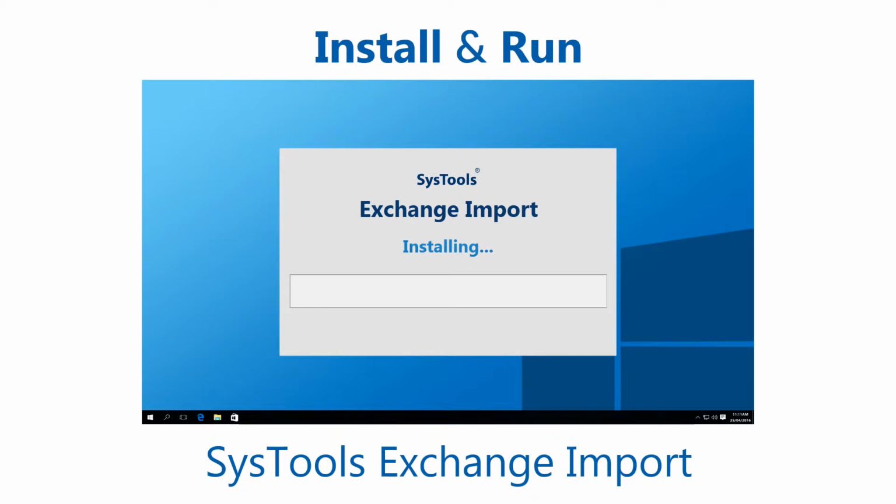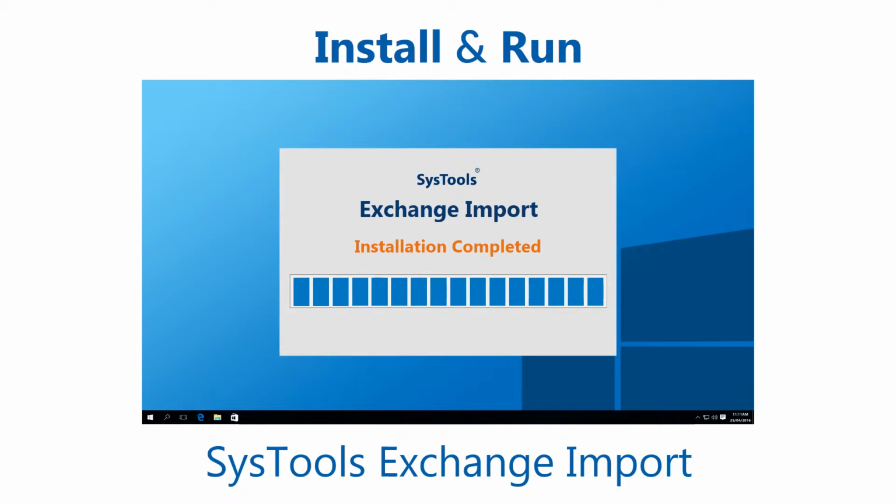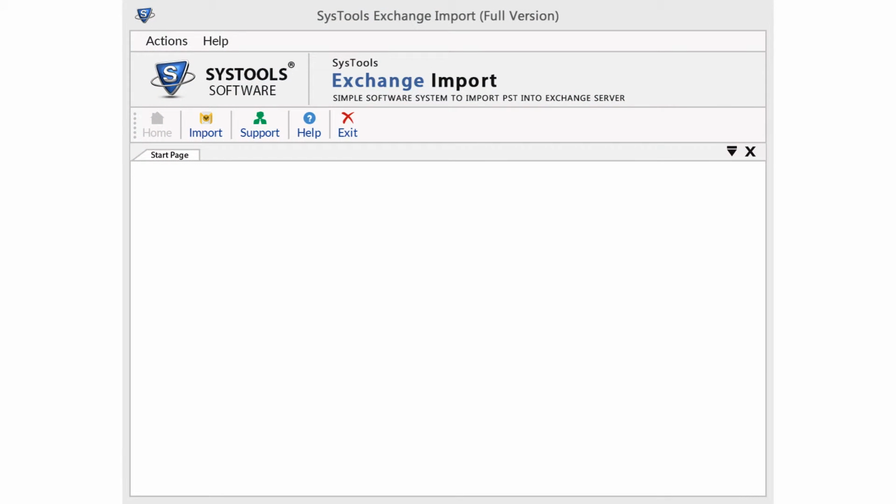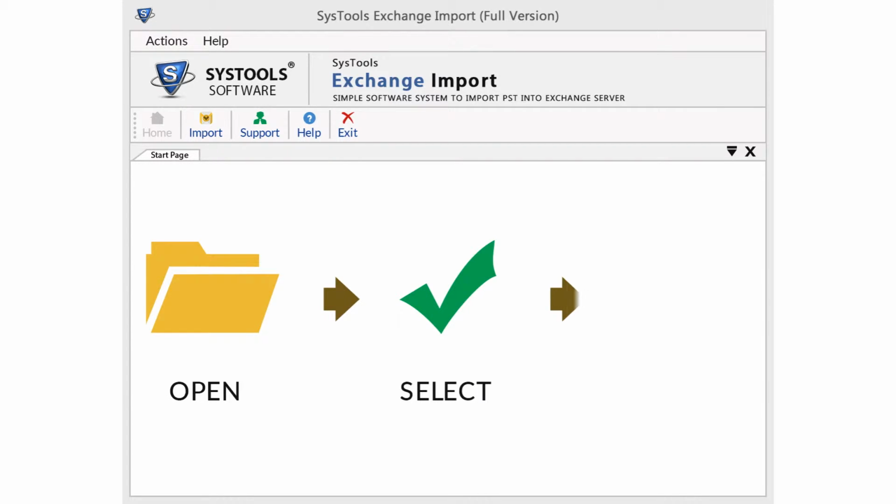Let's explore more. Firstly, install and run SysTools Exchange Import tool in your system. It has a simple three-step procedure to import MS Outlook PST files directly into Exchange Server Mailbox, that are: open Exchange Import tool, select PST files, and finally import PST files to Exchange Server Mailbox.